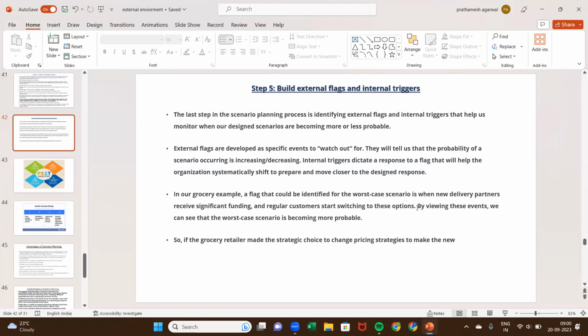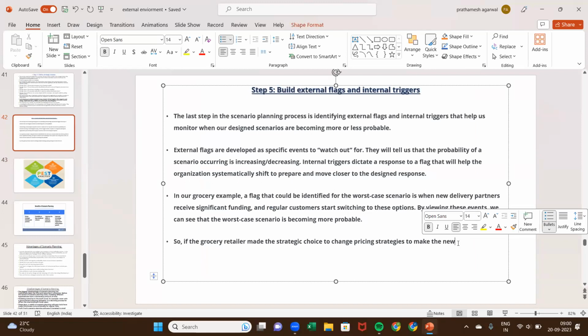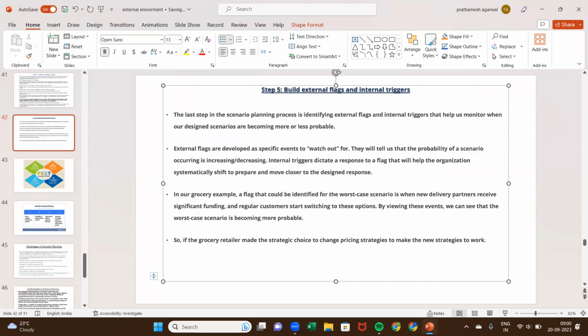So, the most important thing in scenario planning is the worst case scenarios. And the word worst case scenarios came from the FBI, USA. They do the worst case scenario planning. So if the grocery retailer made the strategic choice to change pricing strategies to make new strategies work. All right, is it clear?